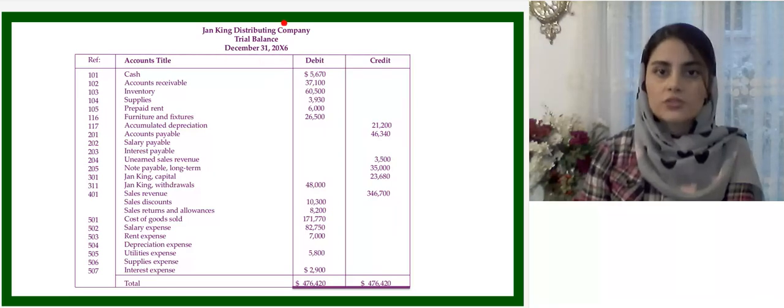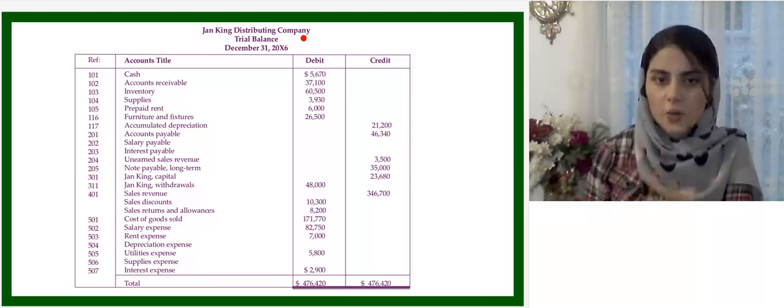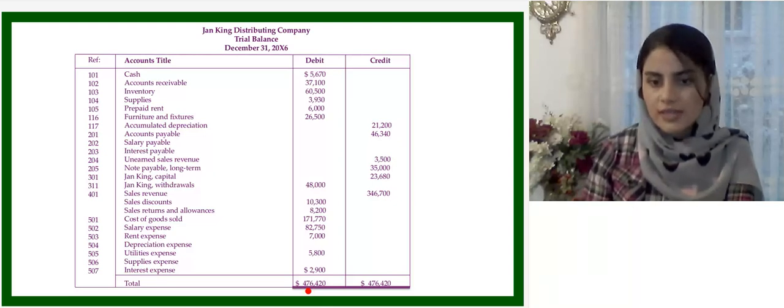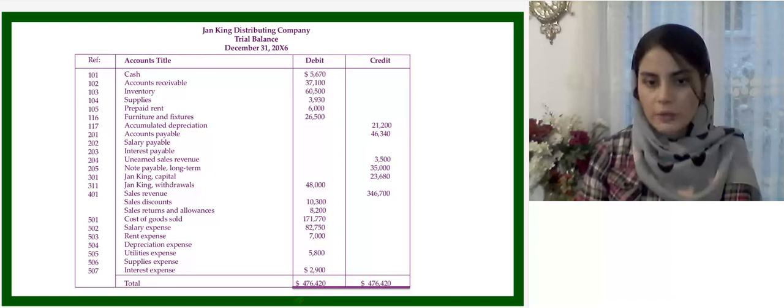Here is the trial balance of Janking Distributing Company at the beginning, with accounts and their amounts. We start with cash and accounts receivable down to interest expense, and the total amounts are equal, which is 476,420.